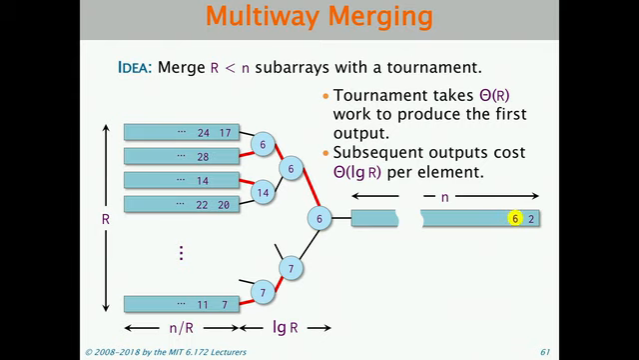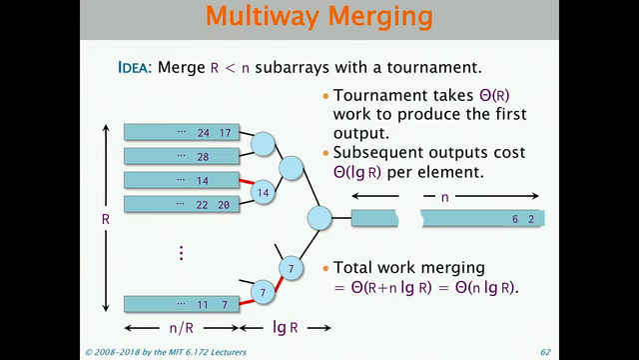And I keep doing this until all of the elements from my R subarrays get put into the output. The total work for merging is going to be theta of R for the first round plus n log R for all of the remaining rounds. And that's just equal to theta of n log R because we're assuming that n is bigger than R here. Any questions on how the multi-way merge works?